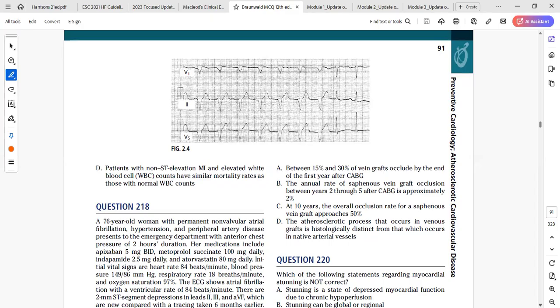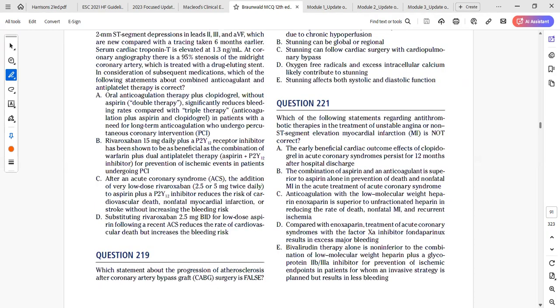Option B, stenosis can be global or regional. So this is true. So that makes it false. Option C, stenosis can follow cardiac surgery or cardiopulmonary bypass. Yes, this is a true statement. So it's false. It can also happen after a cardiac arrest.